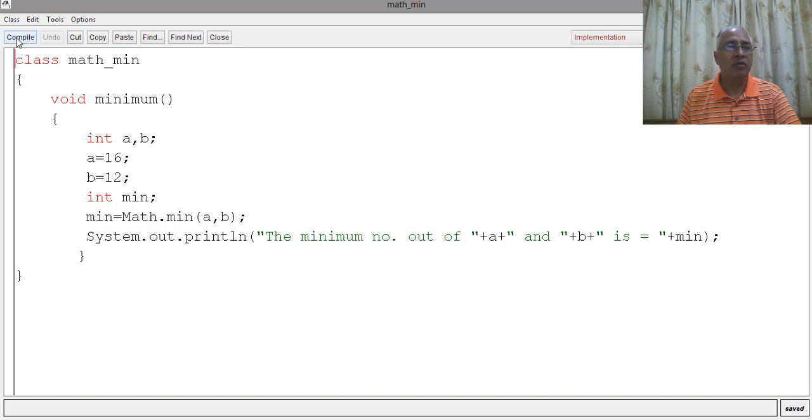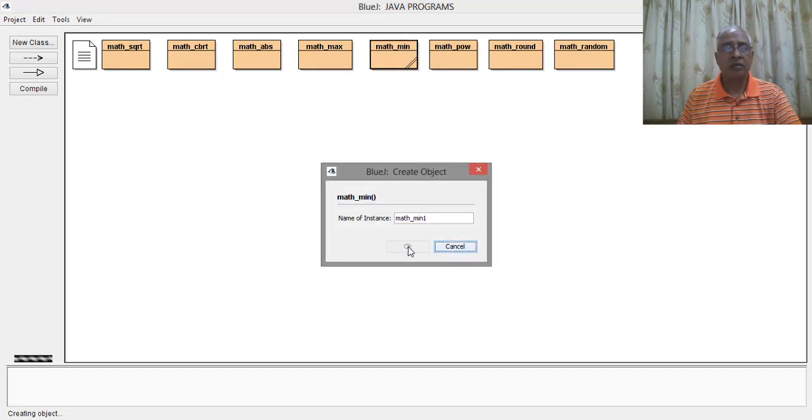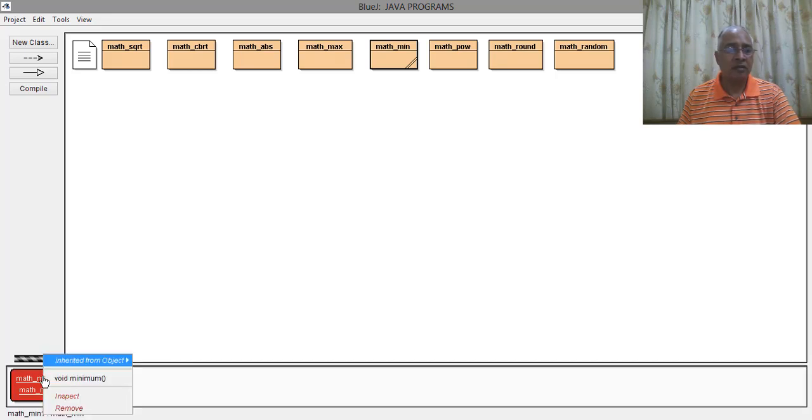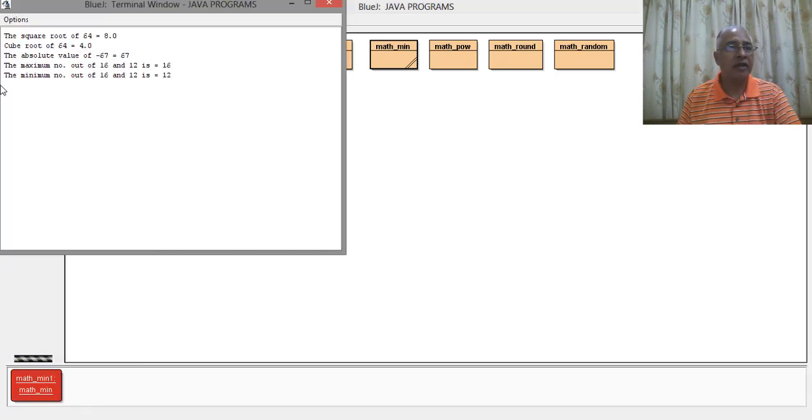So again we compile this program. No syntax errors. Close. Right click. Make the object. The object is created here. Then again run this program. So now you get the minimum number out of 16 and 12 is equal to 12. So the minimum number is found, printed.